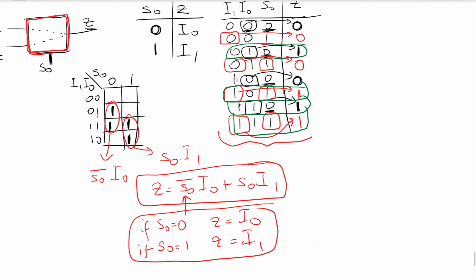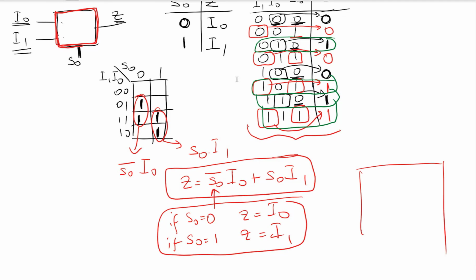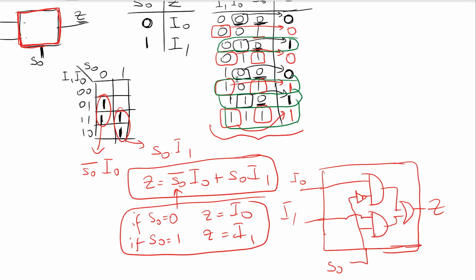So after finding this, what is inside this? We can draw the functionality here. Let's do it here. So what is inside? I have I0 and I1 here. I have S0 here. So this is I0 and S0 not, or I1 and S0. Then I have an OR gate here and this is my Z output. So this is a 2 to 1 multiplexer.